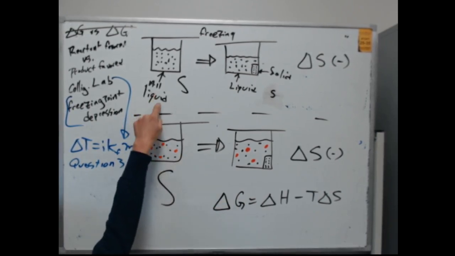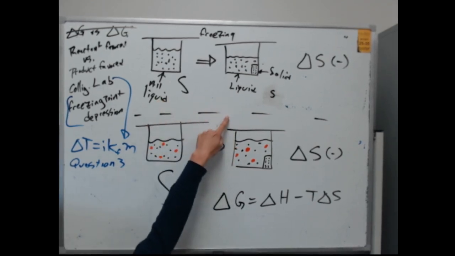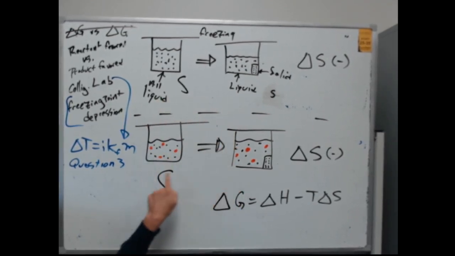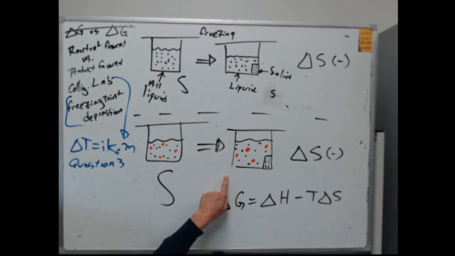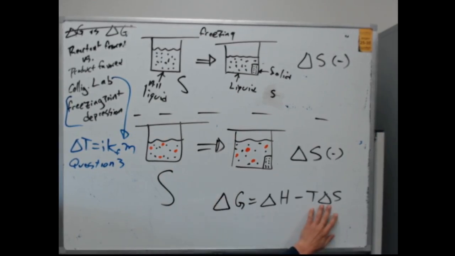The temperature at which this process happens is going to be different than the temperature at which this process happens, because we are affecting this delta S. And so what we're looking for is the case where delta G equals 0, the spot where it switches from spontaneous to non-spontaneous.